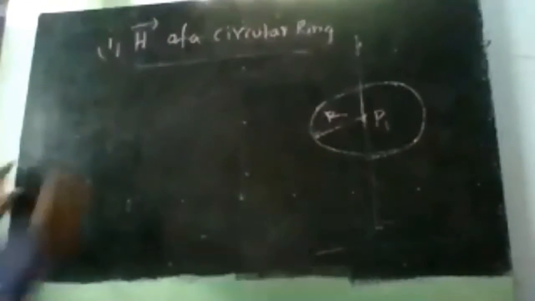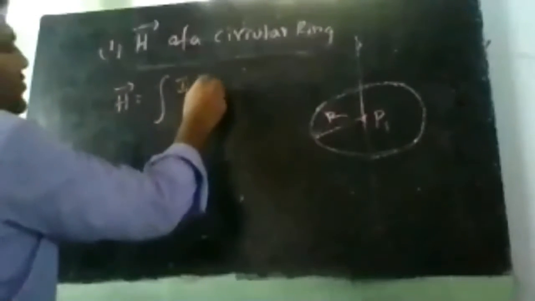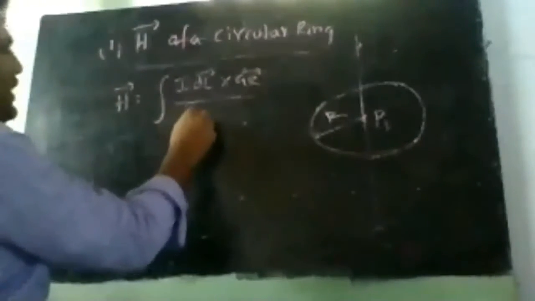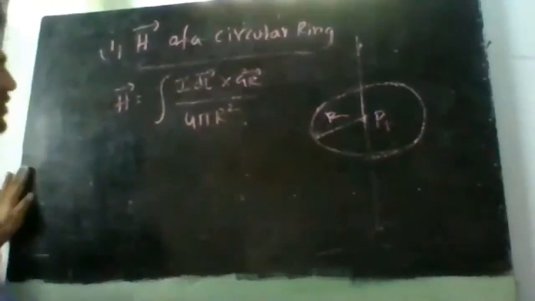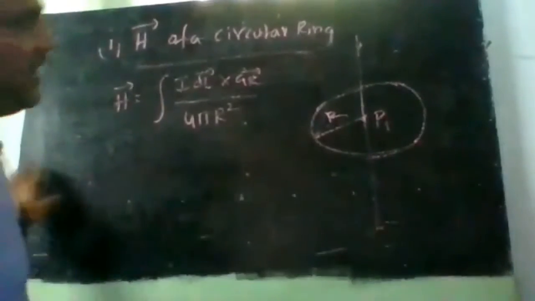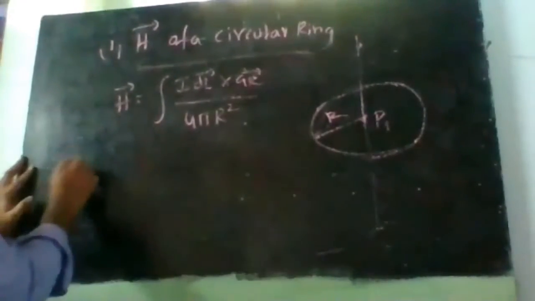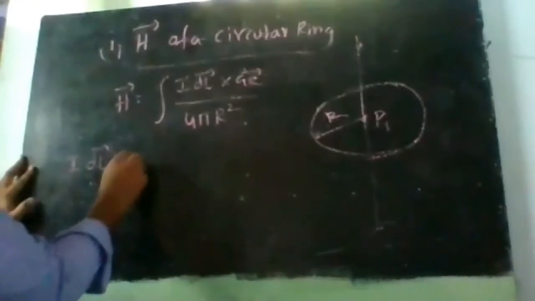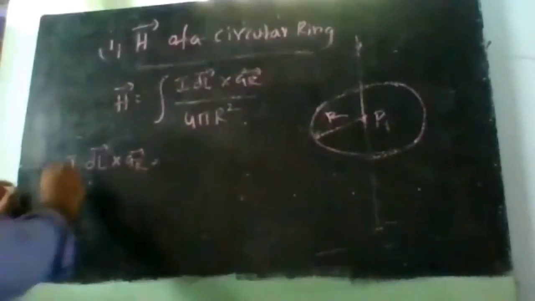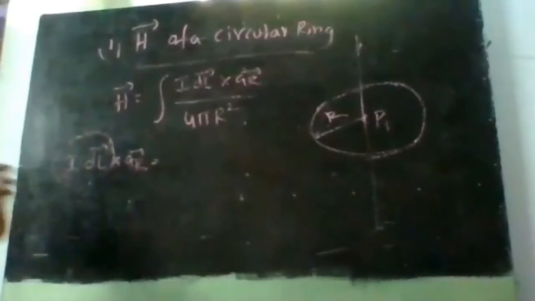What is the formula for H bar? H bar is equal to the integral of I dL bar cross aR bar divided by 4 pi r square. This is the formula for H bar. Now, I is the current passing through the conductor, so it is constant.